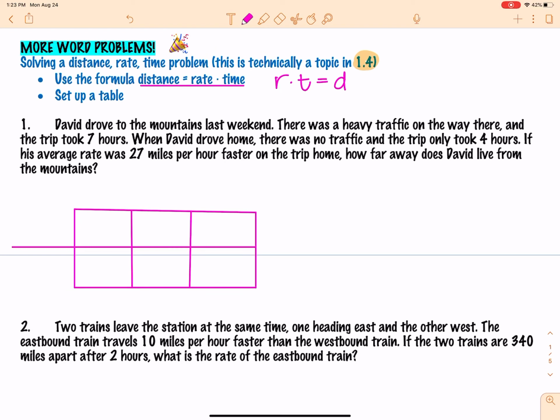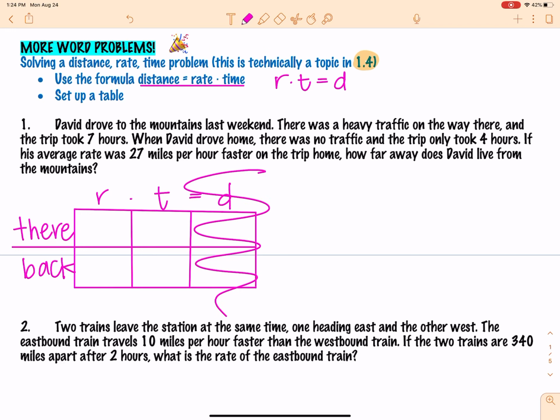So on top of your columns, it's going to be that formula, rate times time equals distance. And we're talking about two things: David driving there to the mountains and then driving back from the mountains, or whichever way you want to word that, like to and from, there and back. So now we get to reread the problem, and we're going to fill things in as we read it. For right now, until we get to different chapters, we are not touching the distance column. So you need to fill in the rate and time columns, but do not touch the distance column yet.